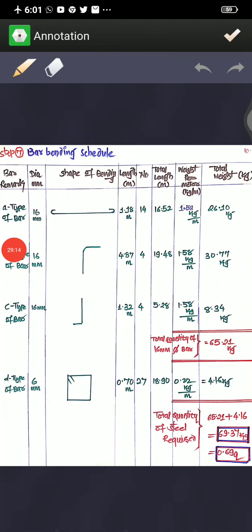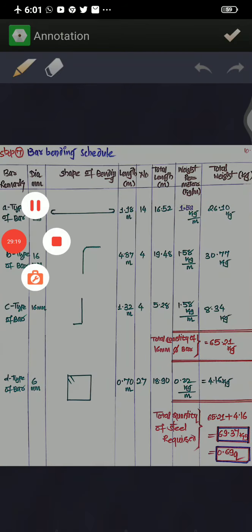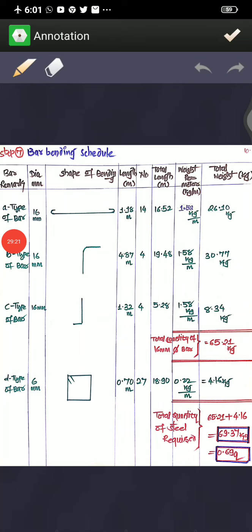Now you are supposed to prepare the bar bending schedule. Here you will be having a bar bending schedule. You can see that A type of bar, 16 mm dia, straight bars with the 2 hooks. The length we have got is 1.18 meter. Numbers, so you will be having 14 numbers, 7 and 7 both directions. So 1.18 into 14, you are going to get 16.52.